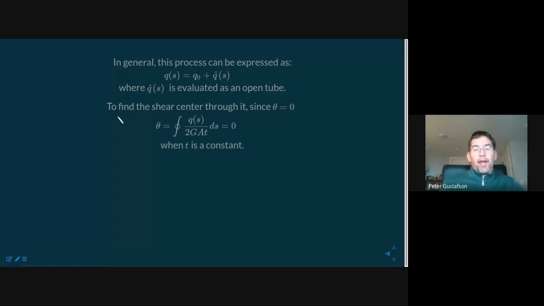One of the reasons why that can be challenging, though, is that if you're making this little jump to treating it as an open tube, now your shear center location is going to be more difficult to calculate because it's open. You're not taking advantage of the symmetry anymore, so you have to drive this integral to 0, meaning that there would be no twist in the resultant section. And that's something reasonable you can do.